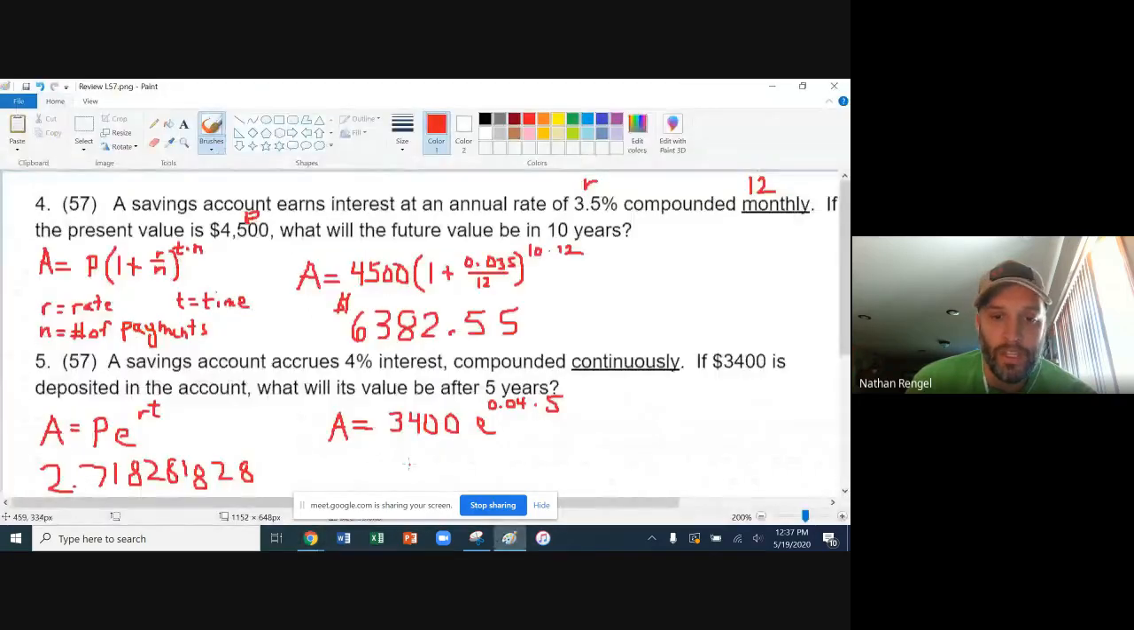4152.77. So there would be our amount of money earned after 5 years. Again, if you're struggling with the calculator, remember you can pause, you can rewind, and then follow those key sequences.